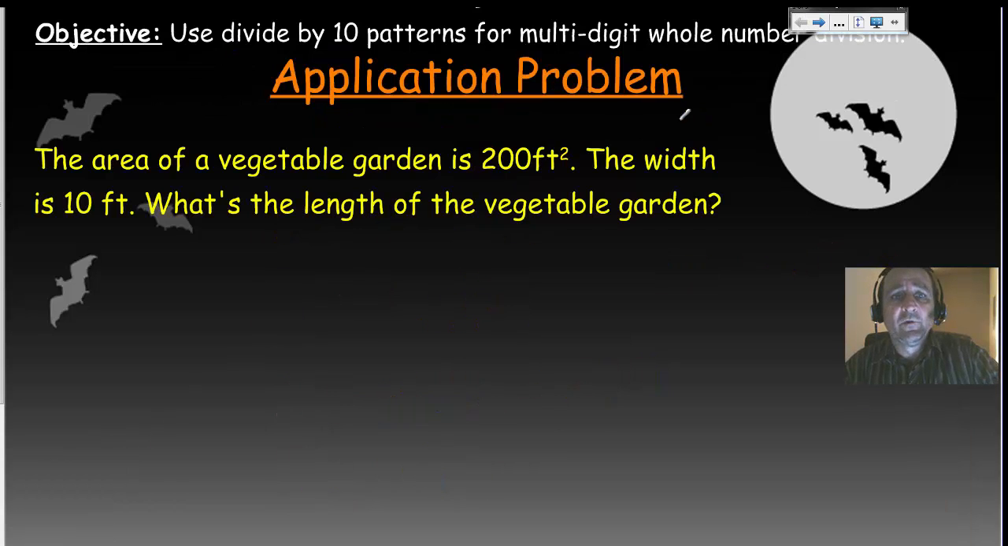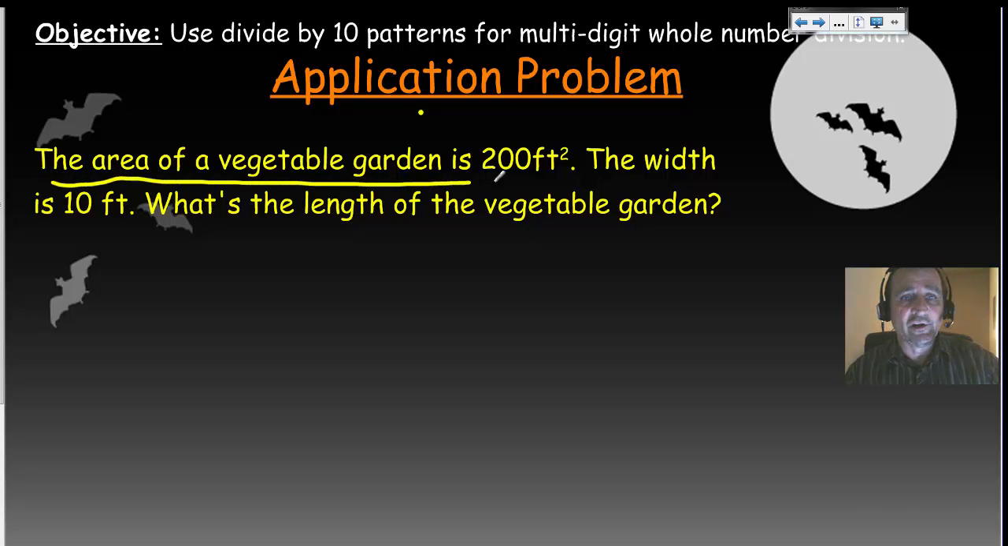Okay. Move on. So here it says, this is the application problem, and the application problem is basically the work that we've been building on and reviewing, brought into this particular lesson so that we can build upon what we already know. So this should be really easy, right? Here it says the area of a vegetable garden is 200 square feet. The width is 10 feet. What's the length of the vegetable garden?